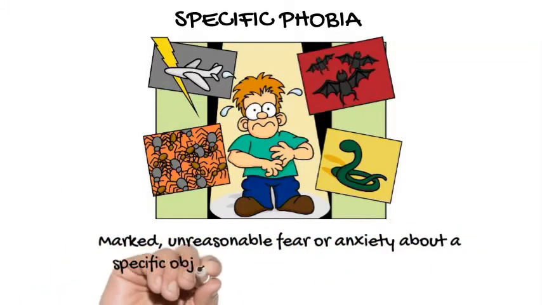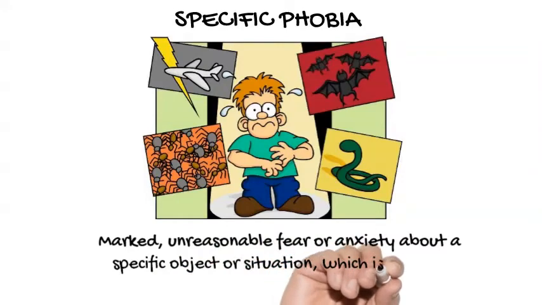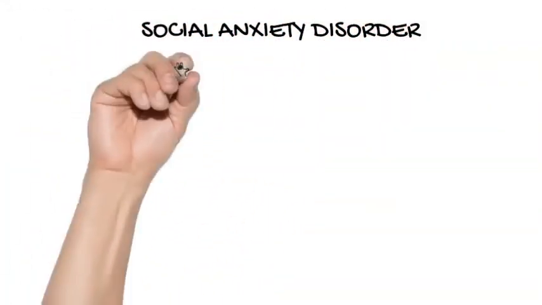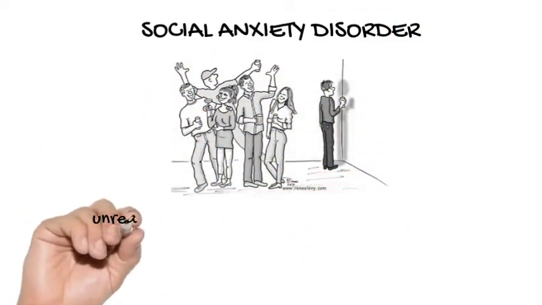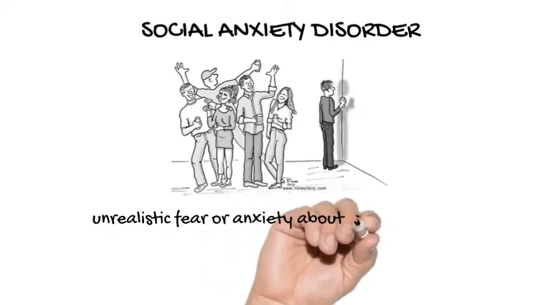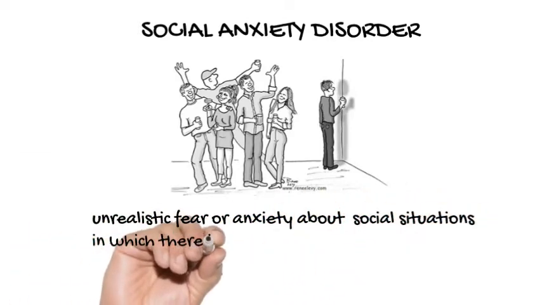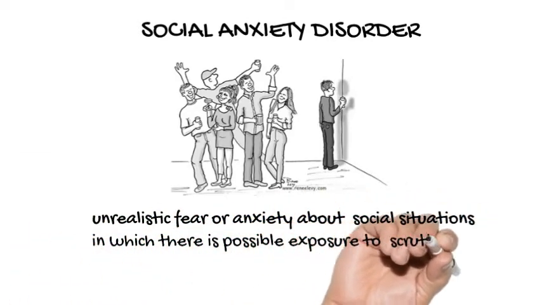Specific phobia. Marked, unreasonable fear or anxiety about a specific object or situation, which is actively avoided, for example, flying, heights, animals, receiving an injection, seeing blood. Social anxiety disorder. Marked, excessive or unrealistic fear or anxiety about social situations in which there is possible exposure to scrutiny by others. Active avoidance of feared situation.